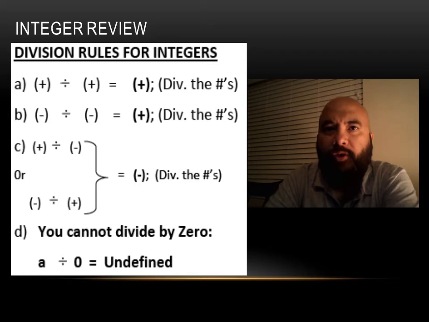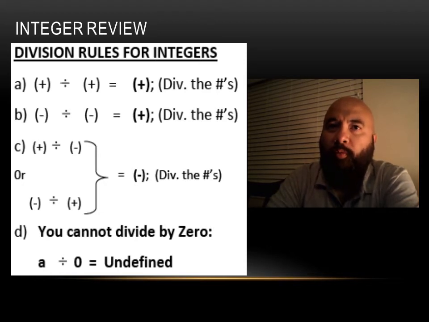The same thing goes with division. When you have a positive divided by a positive, it's equal to a positive, and you divide those numbers. A negative divided by a negative equals a positive, and you divide those numbers. When you have different signs and you're dividing those numbers, you get a negative number, and you divide those numbers.